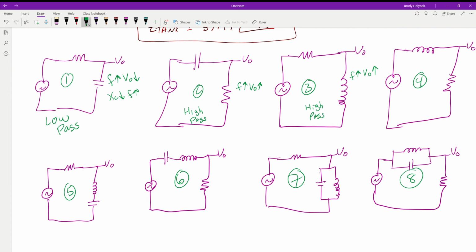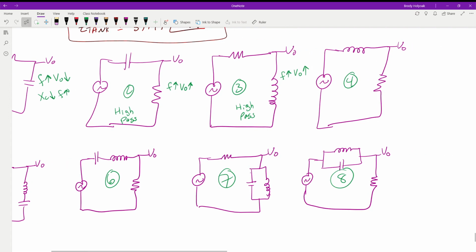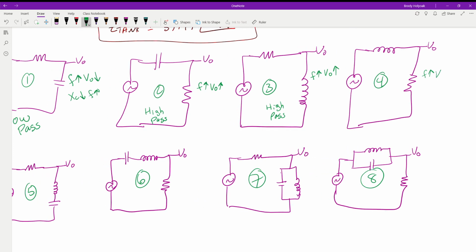So kind of the opposite of our capacitor circuit, where we take the output across the resistive component, we're going to see those values flip-flop. The opposite with circuit number 4: as our frequency increases, the X of L increases, which means the voltage drop across our resistor, and our output, is going to go down. So this is a low pass filter.